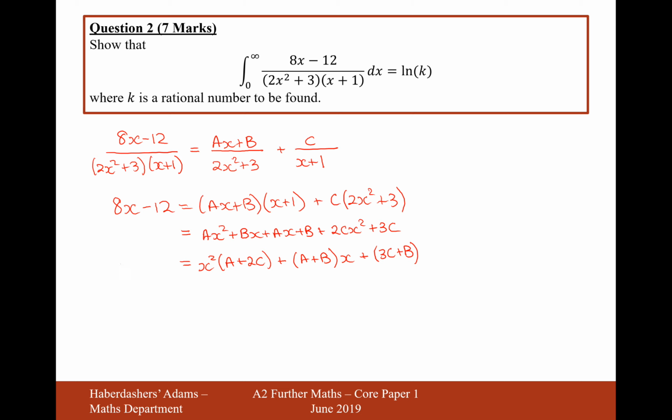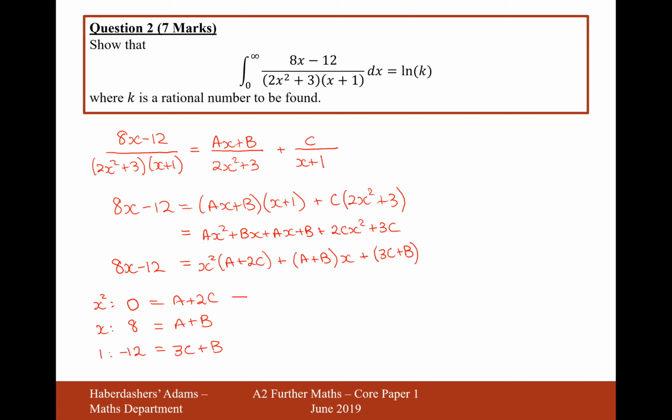So what we can now do is compare this with 8x minus 12 that's on the left hand side. If I first compare the x squared coefficient, there is no x squared on the left hand side, so it's 0 on the left, and on the right it's going to be a plus 2c. With the x coefficient it's going to be 8 on the left hand side, and on the right hand side it's going to be a plus b. And with the constant term, minus 12 is going to equal 3c plus b.